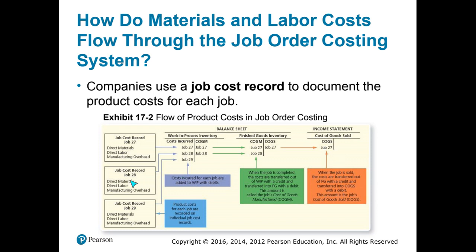Job 28 moved into work in process. We were putting everything together, pulled all the materials together, and we're building it, creating it. Then it moved over to finished goods. So we did finish creating this job, completing the job, but it has not sold yet. So it's still sitting in finished goods. It has not been sold. And then job 29 is sitting in work in process. We've got the job, we've got the materials, we're starting to put this together, but it has not been finished yet. It's not ready to move into finished goods.